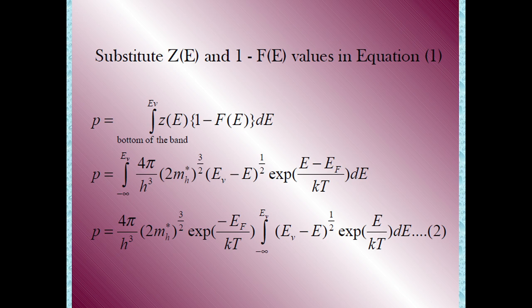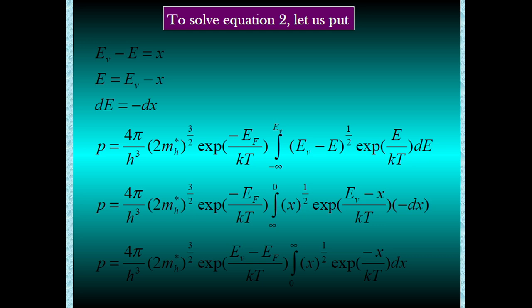P is equal to 4 by h cube (2m) power 3 by 2 exponential E minus EF by kT integral from minus infinity to EV of (EV minus E) power 1 by 2 e power E by kT dE. Equation number 2. Then we have to solve this by the substitution integral method. Let EV minus E be equal to x, therefore E is equal to EV minus x.